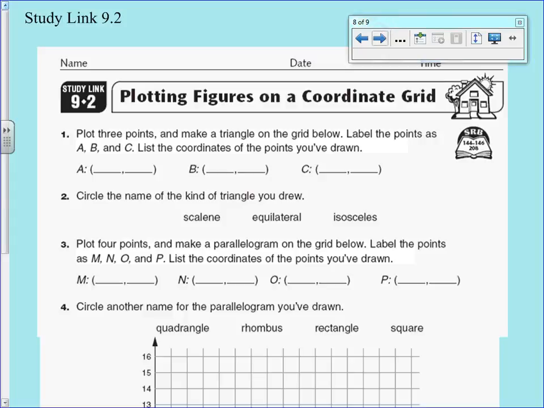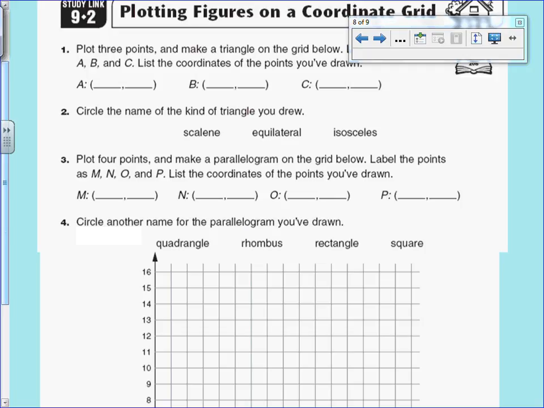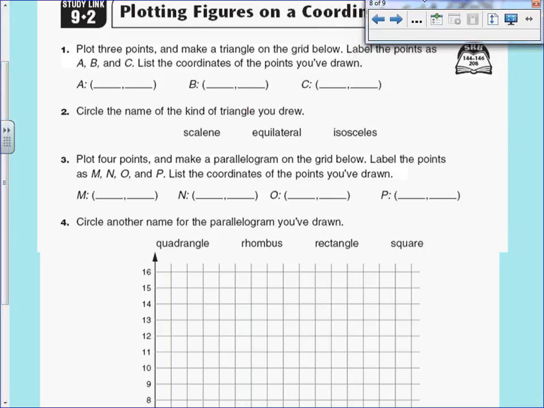That's what I should have assigned for today. Not too bad, just extra practice, going a little further than 9.1. Number 1 asks us to plot 3 points and make a triangle on the grid below. Label the points as A, B, and C. List the coordinates of the points you've drawn.